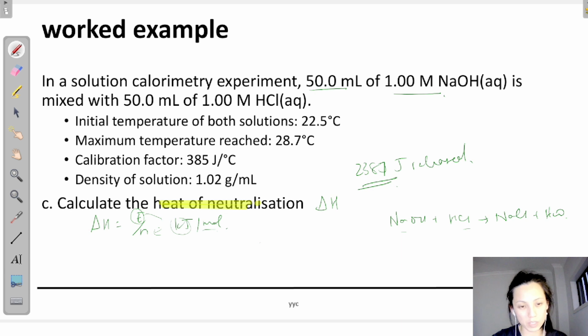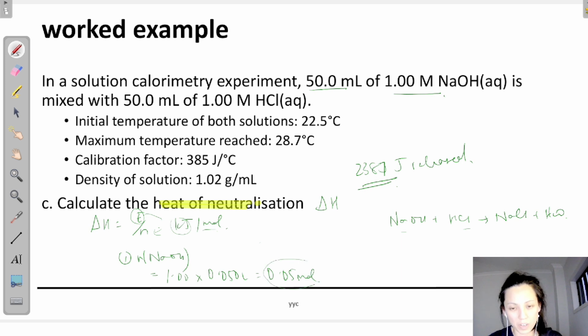So before I can use this, I have to first calculate the number of mole, and I'm just going to go for sodium hydroxide. n equals c times v. And remember that v is going to be in liters, so that makes it 0.05 mole. So what that means is, by using 0.05 mole of sodium hydroxide, and also, by the way, hydrochloric acid, I'm able to release this much energy. So what I can do there is use this information to actually calculate the delta H.